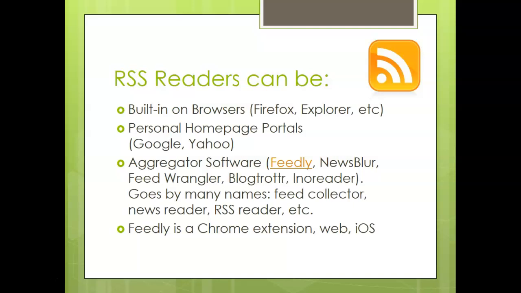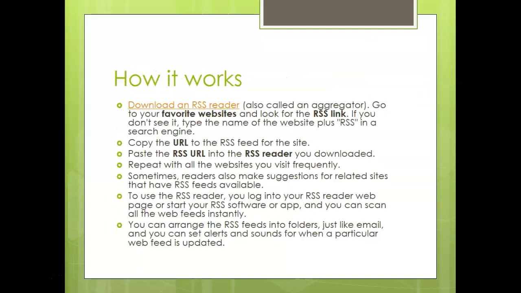Or you can go out and actually find these different readers. So how it works, we're going to actually do this in just a second. You find an RSS reader that you like, and you download it, or if it's an add-on to something like Google, like we're going to do, it's really easy. Then if you're out and about and you see an RSS feed that you really like, you click on it and find that URL, the address of it, and you paste it into your reader. And you do that with all the websites that you go to frequently.